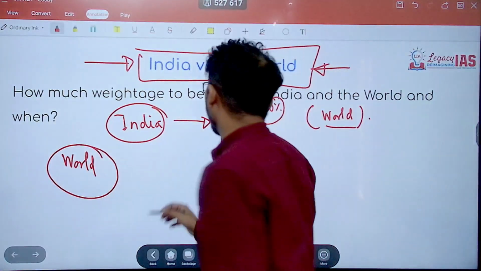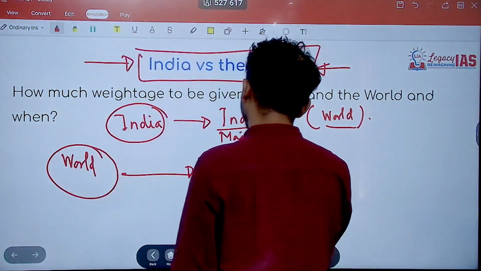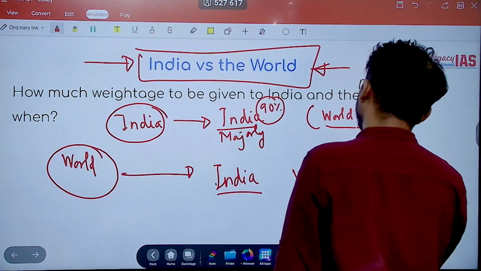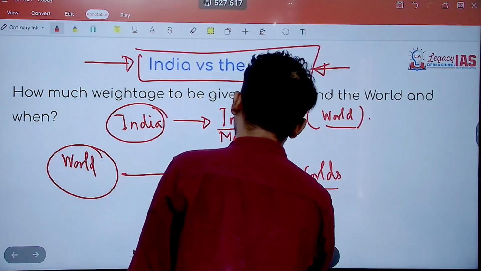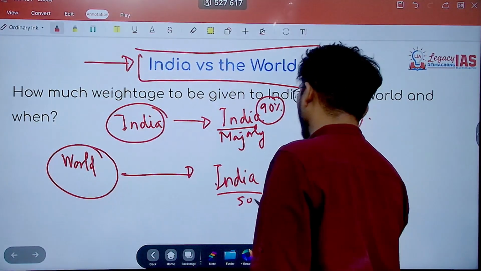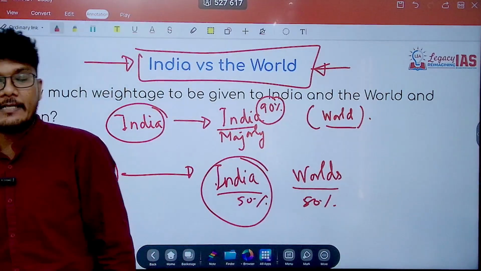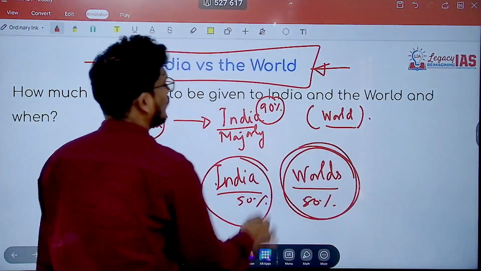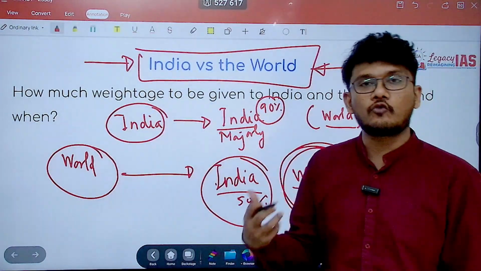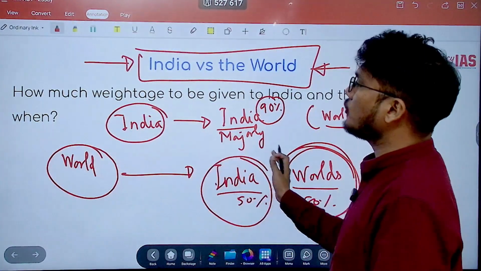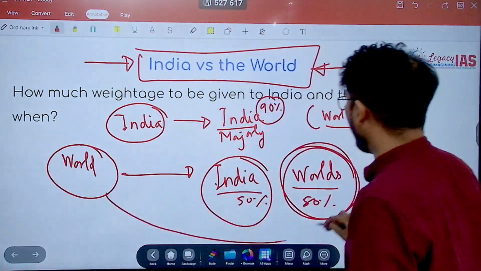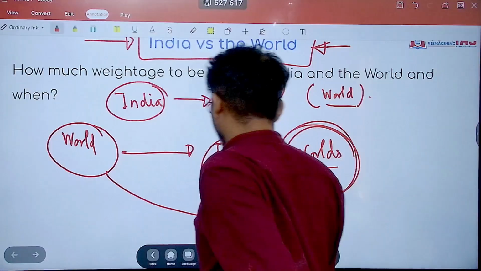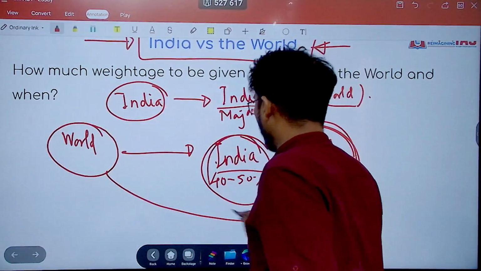That is why, even though it is the world, India's weightage will still be there and the world's weightage will also be there. It can be around 50-50%. So even in this essay, India needs to be involved. However, of course, here the world is also involved to a higher extent, close to 50%. So this is how you should divide. Just because the essay mentions only the world, you should not focus 100% on the world, but 40-50% of weightage to India should still be given.